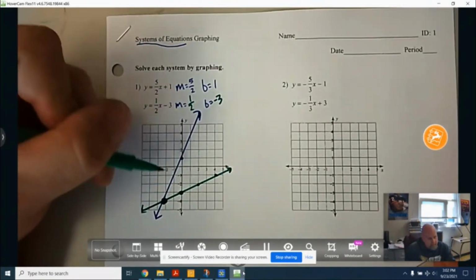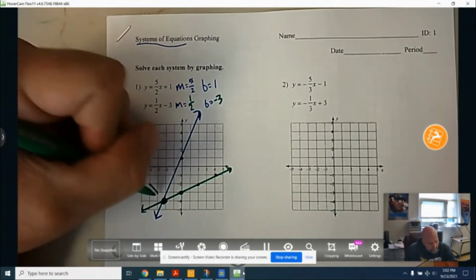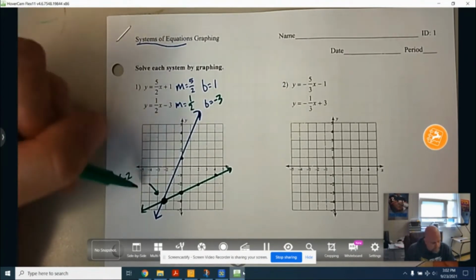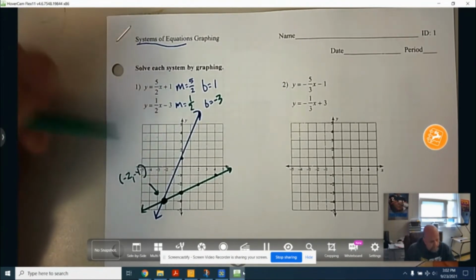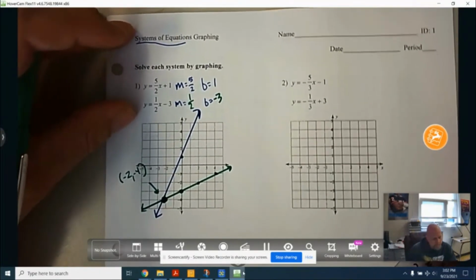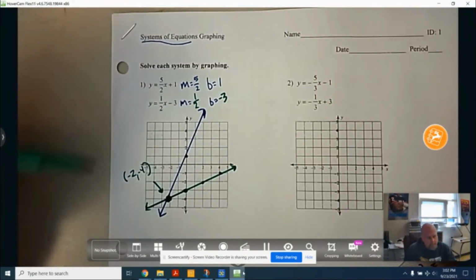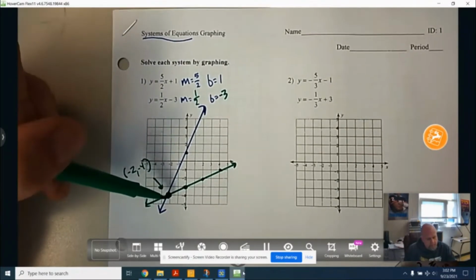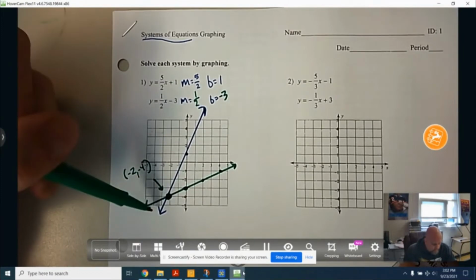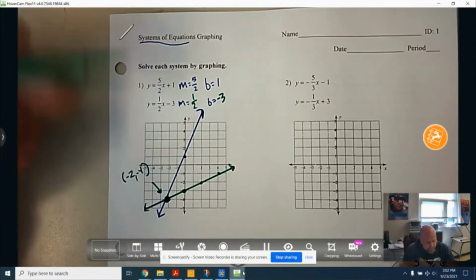What I'm seeing is that these lines intersect. It looks like that's going to be -2, comma, -4. So what we're saying is that -2, comma, -4 is a point that can be found on both lines. It's also the point where both lines intersect.